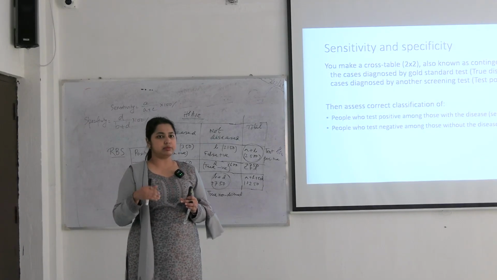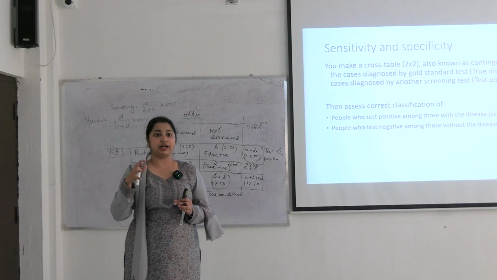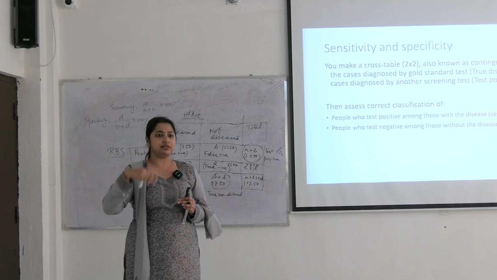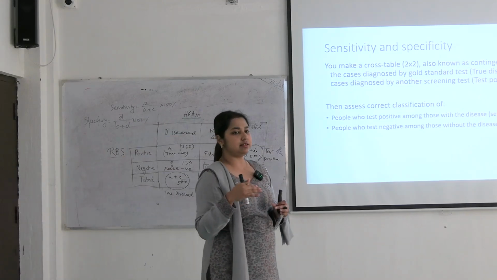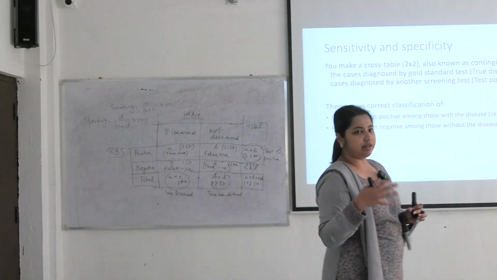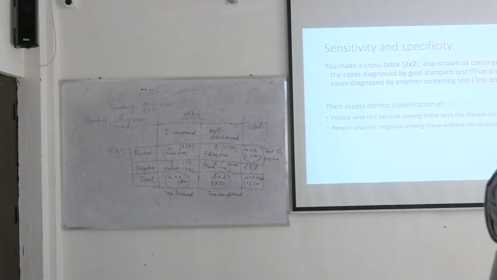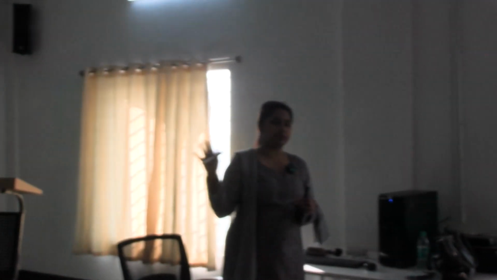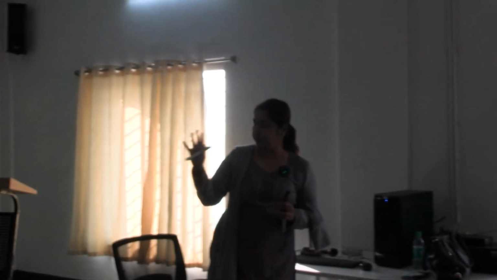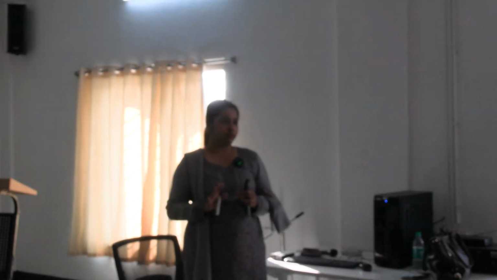So that is, if the specificity increases, means that power of diagnosing who are non-diseased is increasing, and sensitivity increasing means whoever is having the disease, the power of detection of that is increasing. So that is sensitivity and specificity. Both of these are properties of the test itself, of the RBS test itself. Okay?